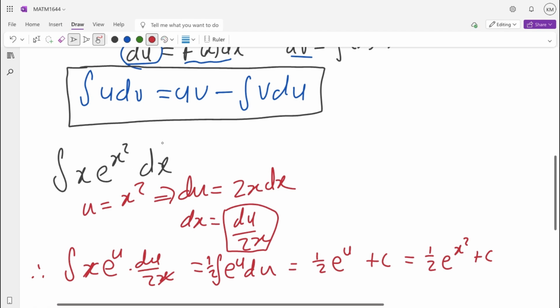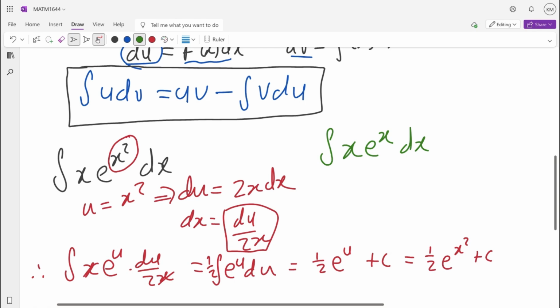But our focus for today's lesson is to use integration by parts to solve these. So you notice that when you have x squared and x, you don't need to use integration by parts. However, if you had x e to the x dx, now you cannot use u substitution. This is when you're going to need to use integration by parts.